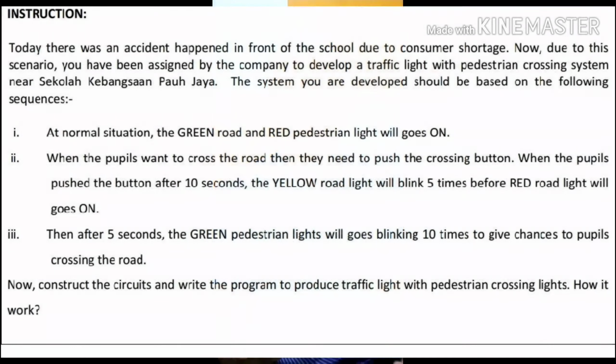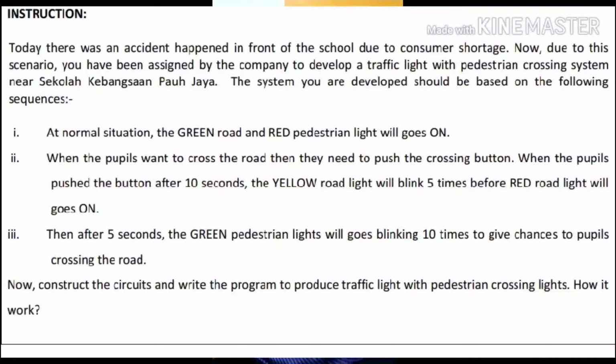But before that, let's go through the problem that we need to solve using our mini project. Today there was an accident in front of the school due to a crossing shortage. Due to this scenario, you have been assigned by the company to develop a traffic light with pedestrian crossing system near Sekolah Kebangsaan Pahujaya. The system you develop should be based on the following sequence.